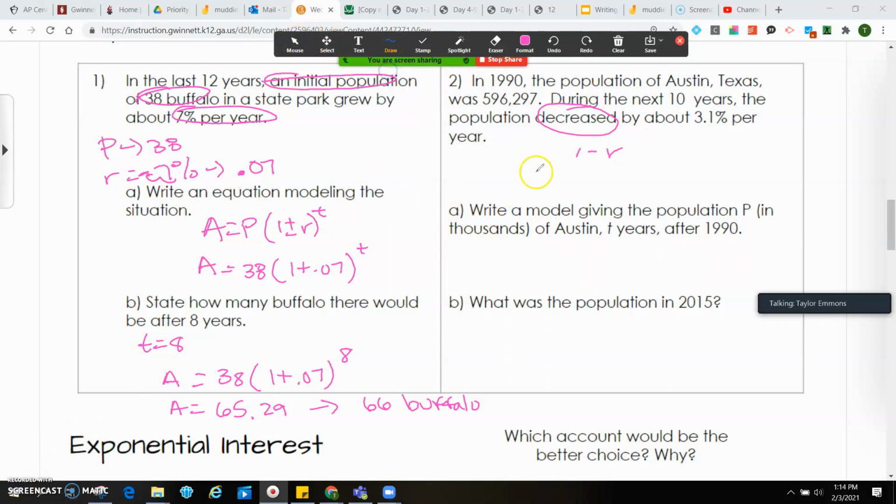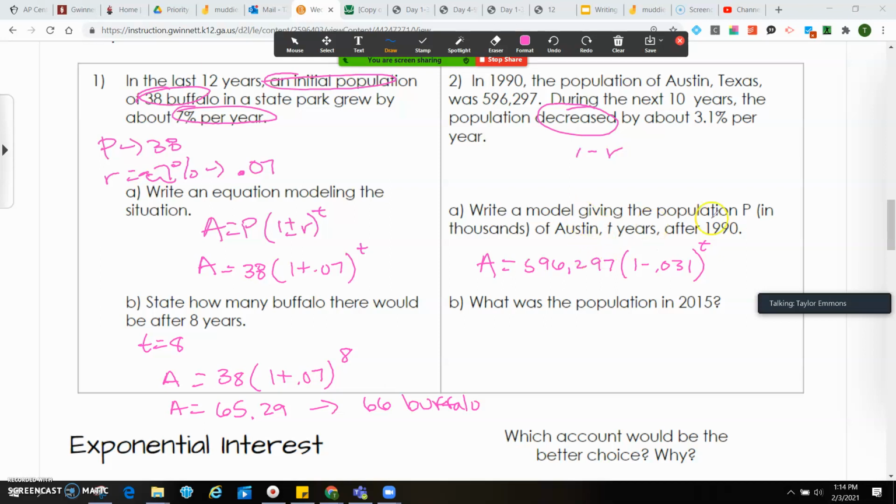All right, so I'm going to write an equation. I'm going to say A equals 596,297 times 1 minus, and our rate is going to be 0.031, and I'm going to raise it to the T power. Now in part B, it asks what was the population in 2015.